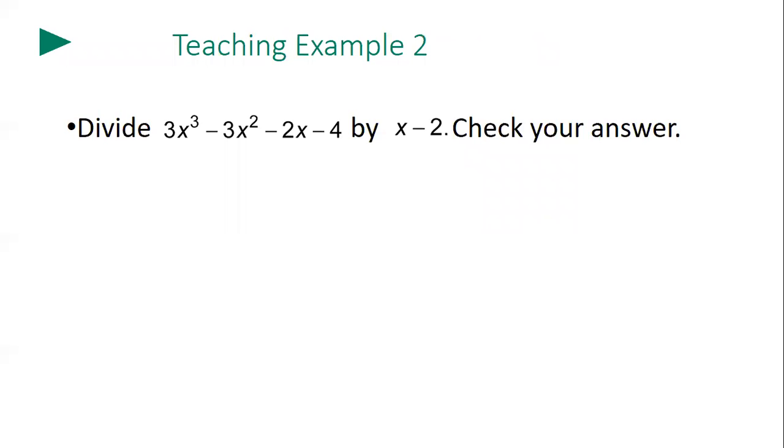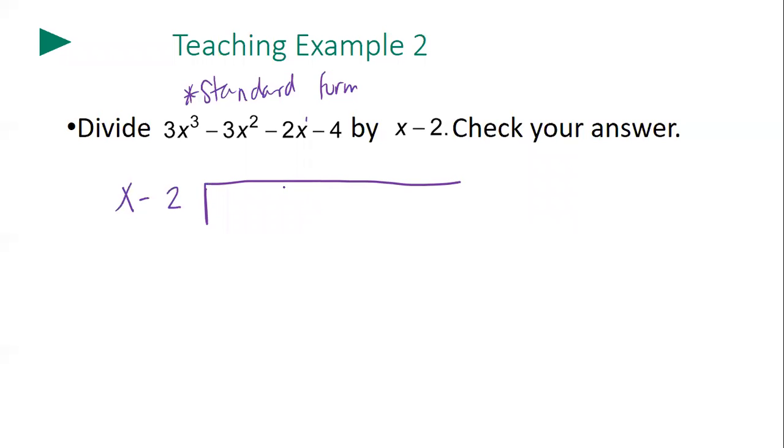So we're going to do it, but we're going to do it with polynomials. The first thing you want to make sure is that your polynomial is in standard form, meaning that you're in order of decreasing power and that all powers are represented. I have 3, 2, 1, and none, so all powers are there. Now I'm going to set up my division. So I have x minus 2 divided into 3x cubed minus 3x squared minus 2x minus 4.